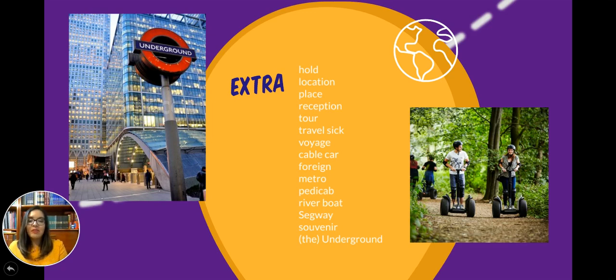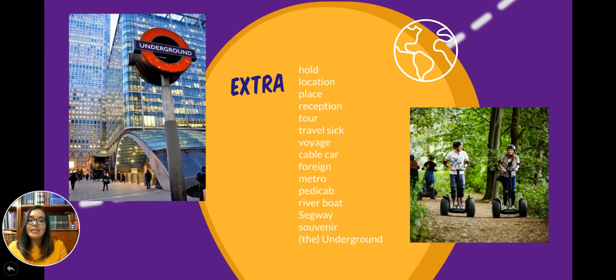Another one is riverboat. The riverboat is a kind of transportation that you can take in cities like Amsterdam, like Paris, like Venice. Okay, because these kinds of cities have lakes or rivers, so you can take a riverboat to go sightseeing and to look at the historical monuments that are so near the river. Okay. So that's a riverboat.